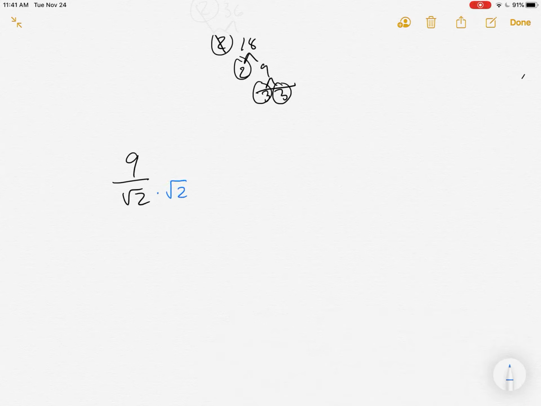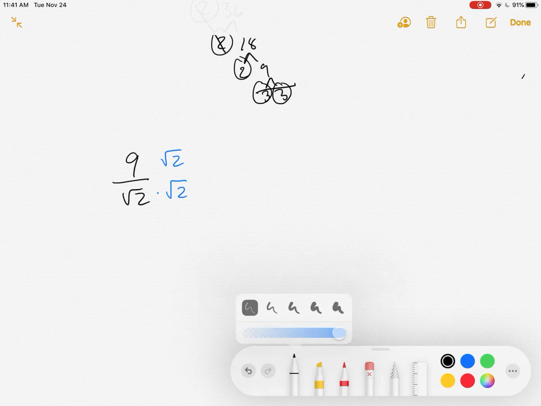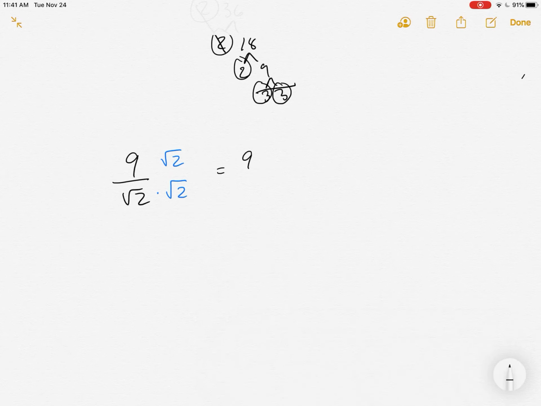And what you multiply is by the exact same square root. And let's show you why. 9 times the square root of 2 is 9 times the square root of 2. There's no way to rewrite that. Root 2 times root 2.